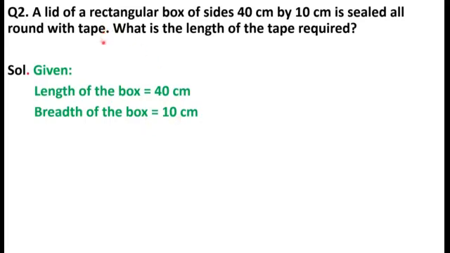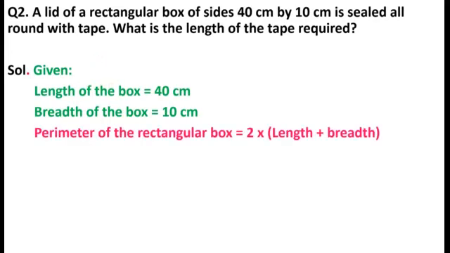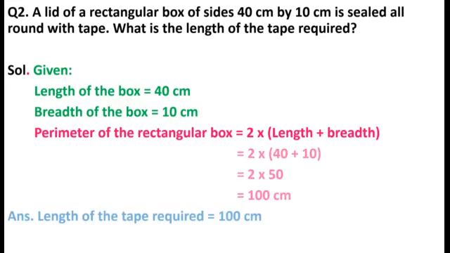Now what we have to do? The box is sealed all round with tape. That means the outer boundary, and outer boundary means perimeter. So we find the perimeter of the rectangular box using 2 into length plus breadth. By this formula, 2 into 40 plus 10. 40 plus 10 is 50, and 2 into 50 is 100 centimeter. What is the length of the tape required? It is 100 centimeter.